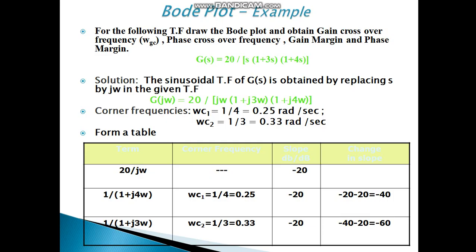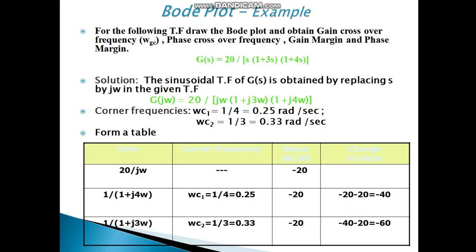Next we have to find the corner frequency. So there are two corner frequencies we can find from this transfer function. Omega c1 equal to 1 by 4 equal to 0.25, omega c2 equal to 1 by 3 equal to 0.33 radians per second.